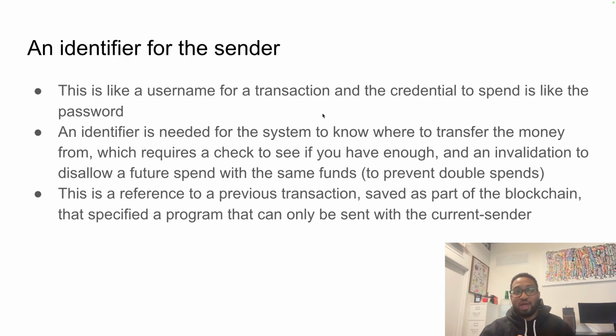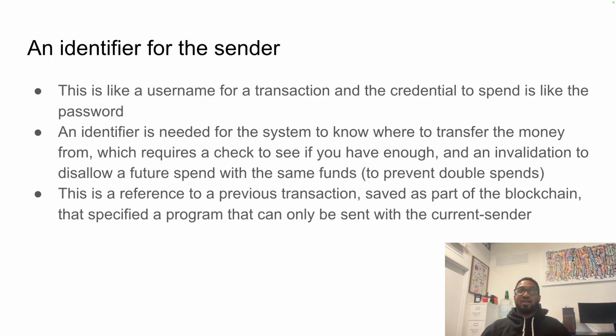So now we can go back and think about the sender. So we know how to create a recipient. When Satoshi's mining these blocks, putting Bitcoin into circulation, he was putting his recipient information and validating his Coinbase transaction to give himself money. But now if he wants to send it, he has to give some identifier about who he is. And this is like a username for a transaction, and the credential to spend is like the password.